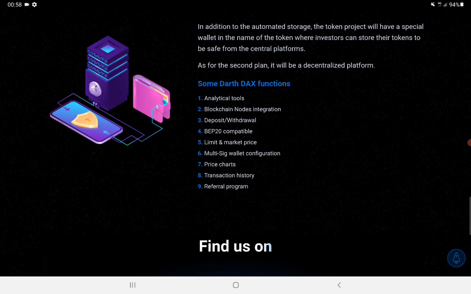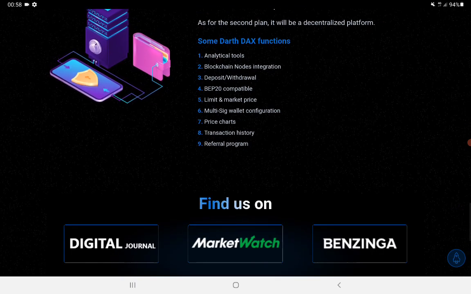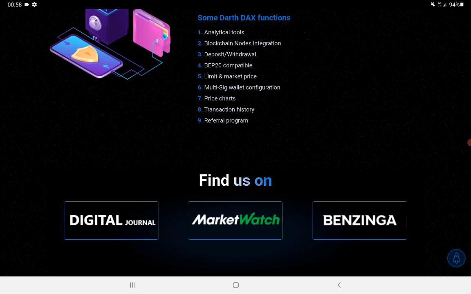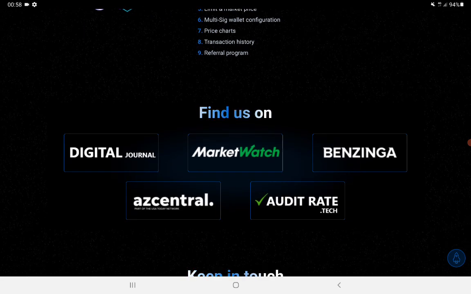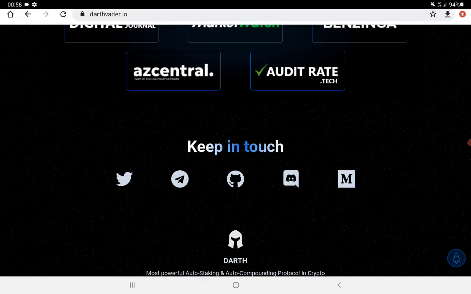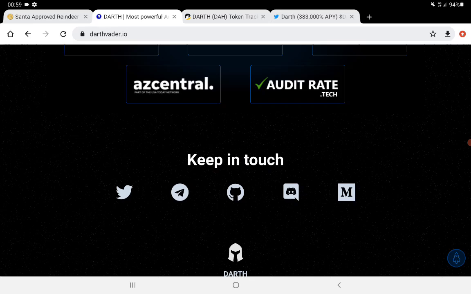Also, some of DAX function is analytical tools, blockchain node integration, deposit and withdrawal, BEP12 compatible, limited market price, multi-sig wallet configuration, price charts, transparency history, and referral program. And also links to social media, Twitter, Telegram, Discord, Medium, and so on.